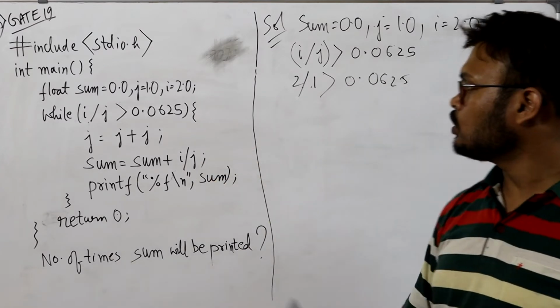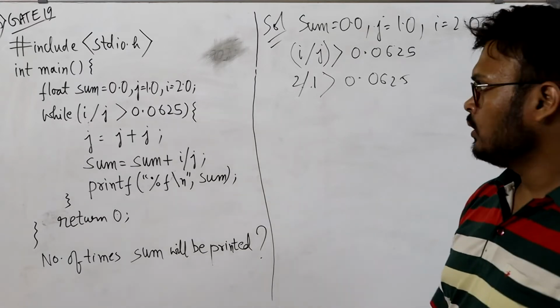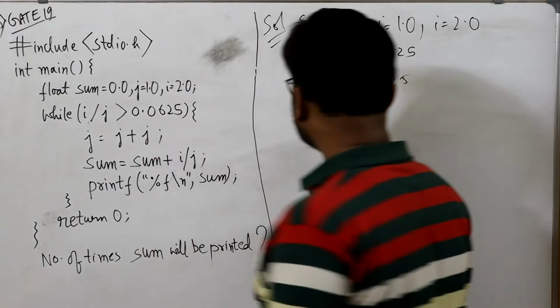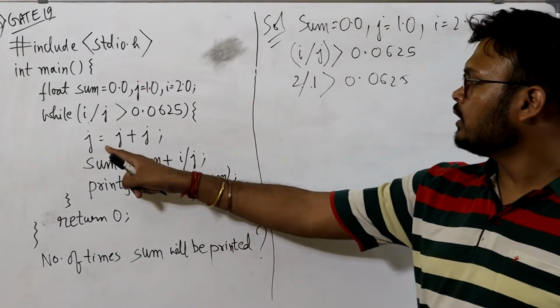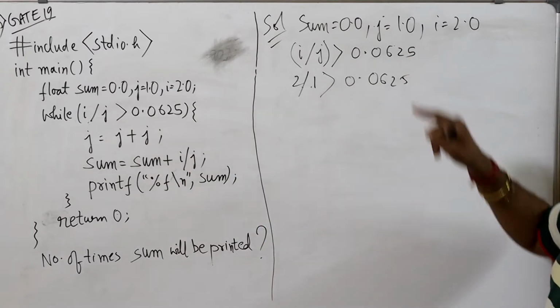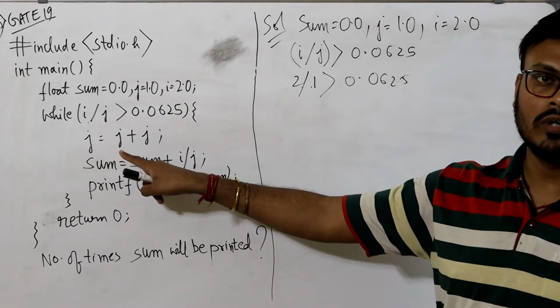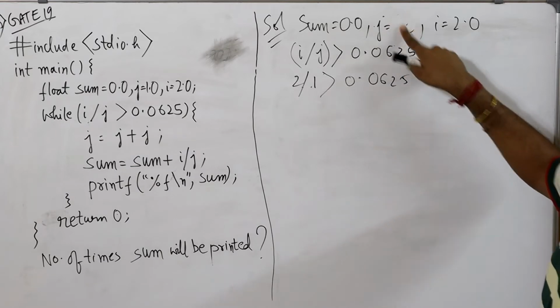Since this condition is true, the value of j will be updated. So what is the update? j is equal to j plus j. It means what was the initial value of j? 1. So 1 plus 1. So the value of j is 2. Just write here 2. Fine.